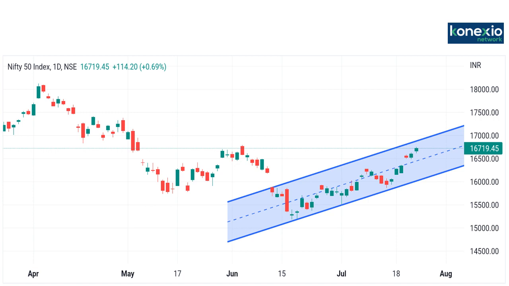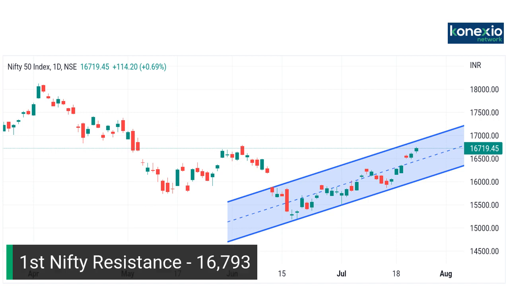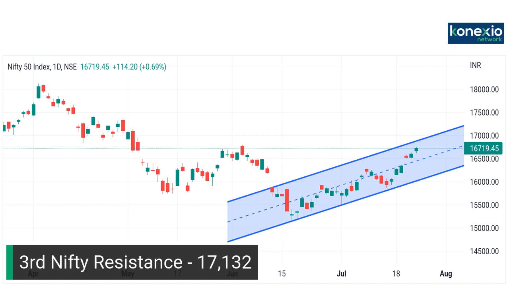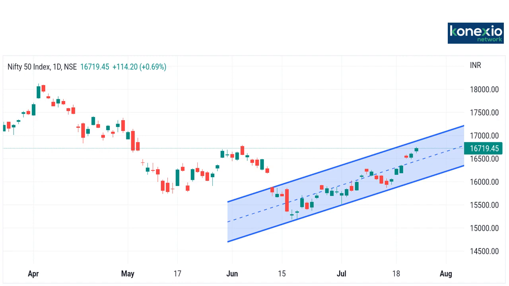Whereas on the upside, the first resistance is placed at 16,793. Then the second resistance is placed at 16,945, and the third resistance is placed at 17,132. So these are the important support and resistance levels in the Nifty. Traders are suggested to follow these levels and then trade accordingly in the direction of the trend.